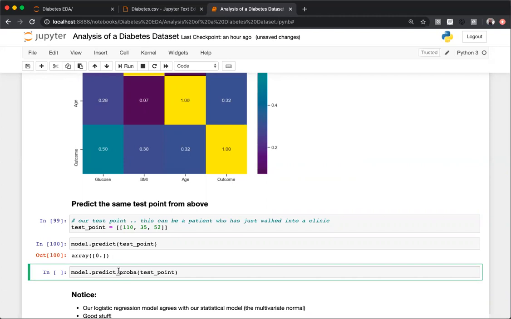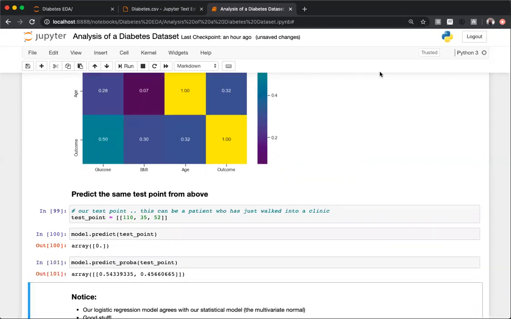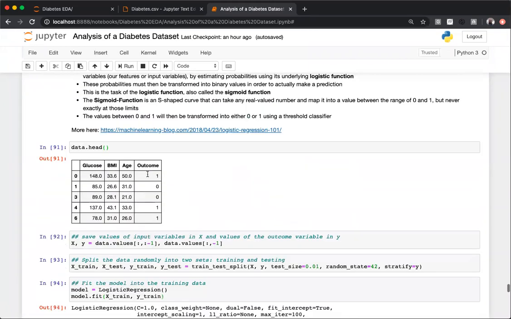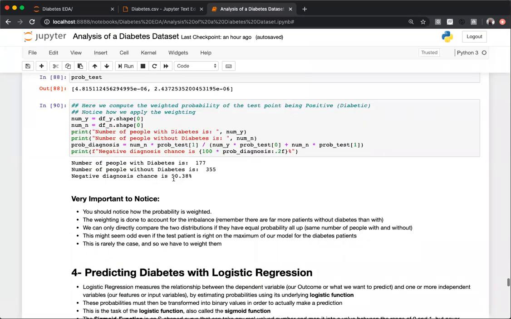And if I take the probabilities now of the point belonging to class 0 or class 1, it tells me that, okay, I think there's a 54% chance, that's the probability, 0.54, of it being negative, and 45% chance of it being positive. And that's really interesting because the two models agree, as you can see. So my logistic regression model and this probabilistic model, both of them agree that there's a lesser chance of this point belonging to a diabetic person.